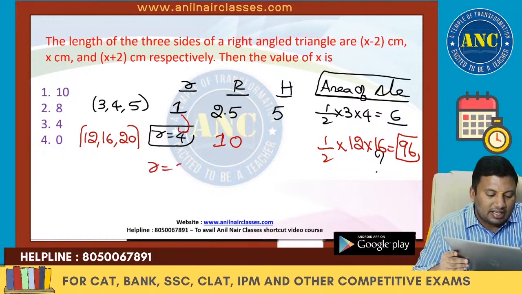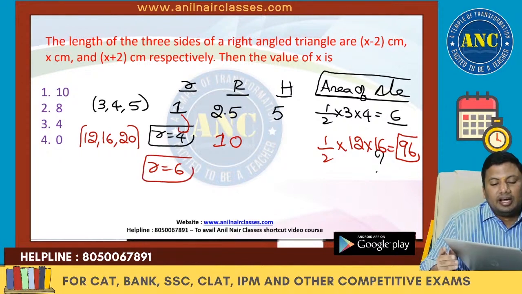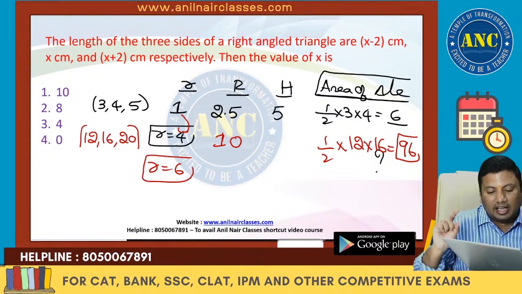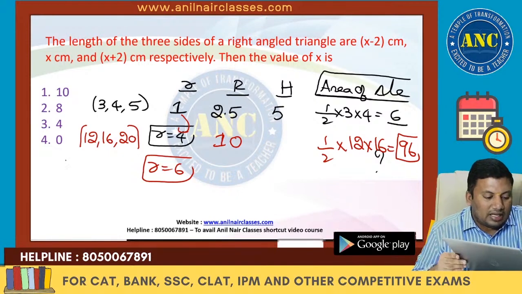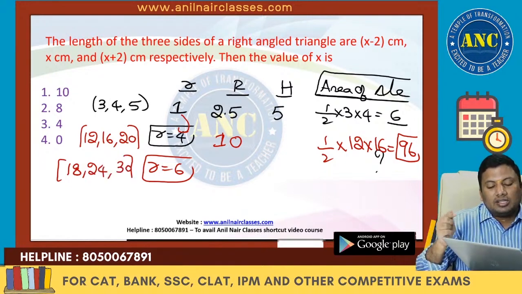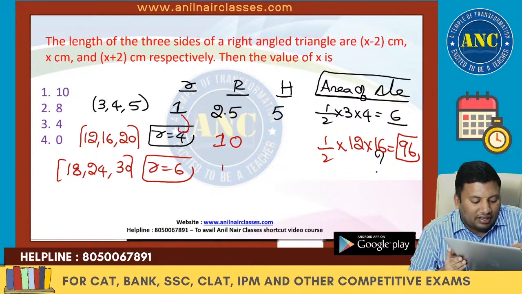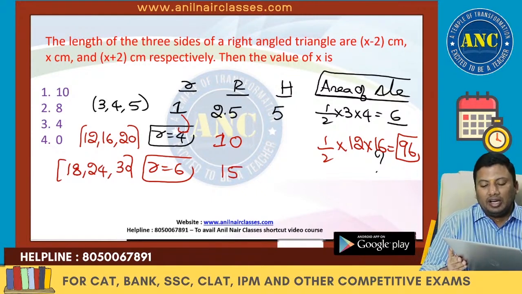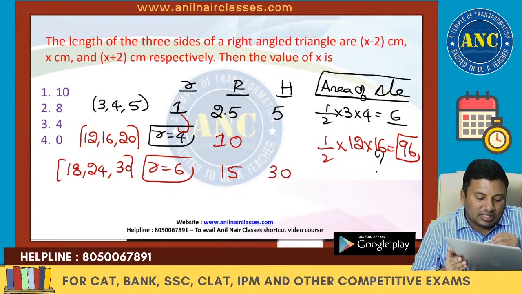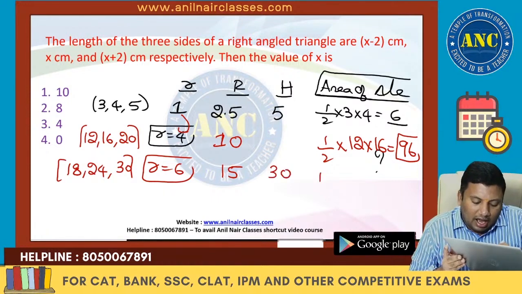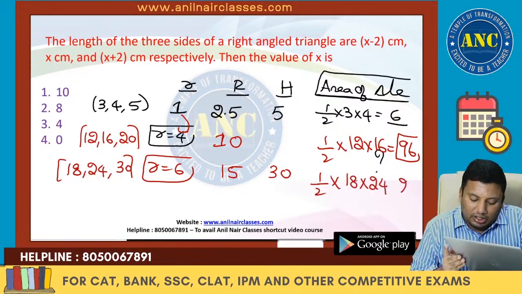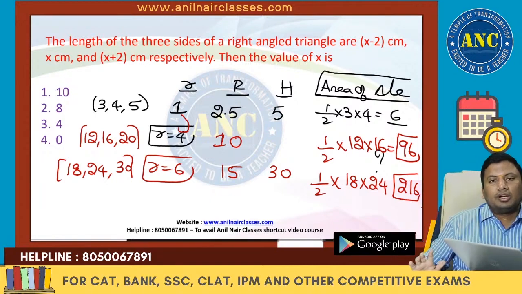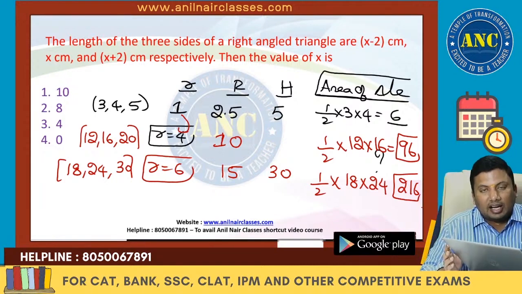Suppose the inradius is given as 6 in a right angle triangle. 1 is becoming 6, so multiply by 6: 3 sixes are 18, 4 sixes are 24, 5 sixes are 30. Circumradius 2.5 is multiplied by 6, which is 15. Hypotenuse is 2 times the circumradius, which is 30. Area is half of 18 into 24, and the answer is 216. I hope the idea is clear.